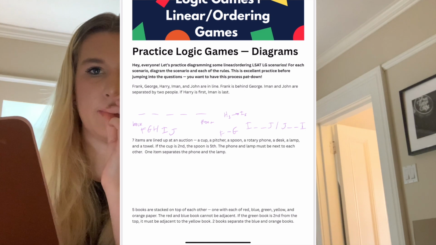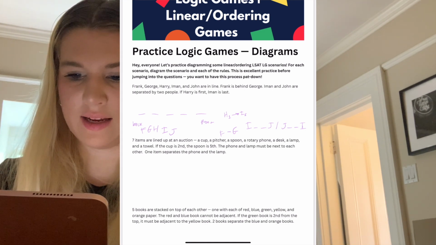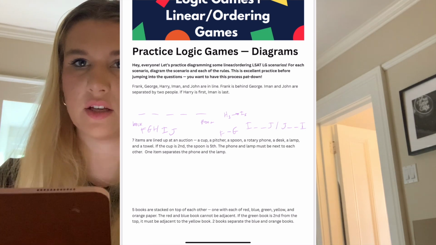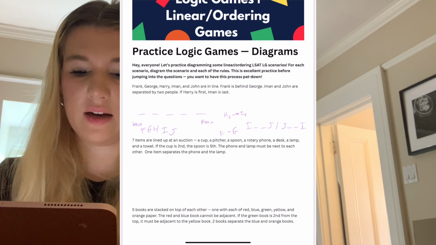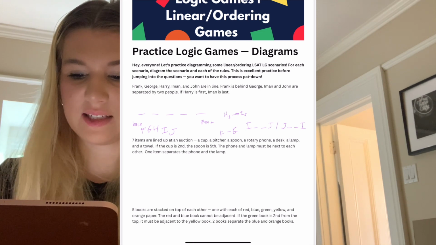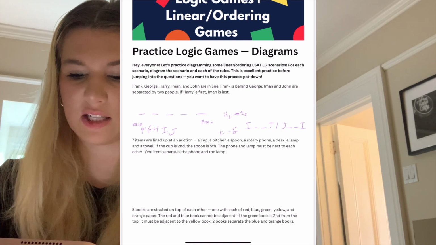In future videos, we will be going over deductions that you can make, but we will be doing that in a future video. Right now, this is just to get you introduced to the idea of diagramming and practicing drawing some rules, because that can be really tough when you're first getting started. So let's move on to the next one.